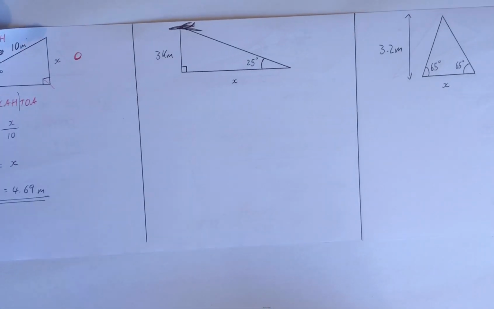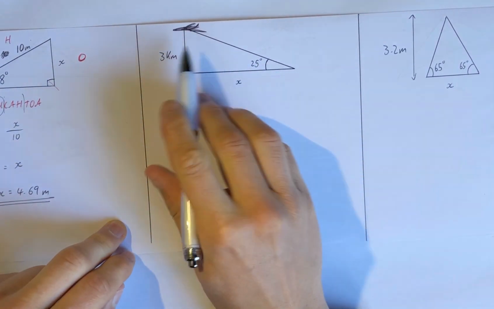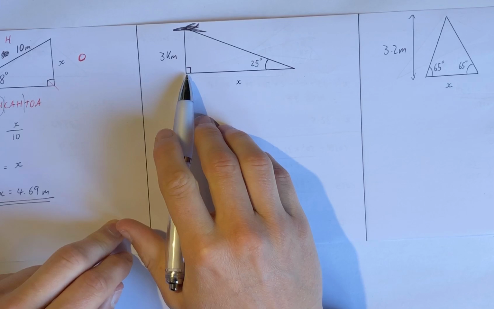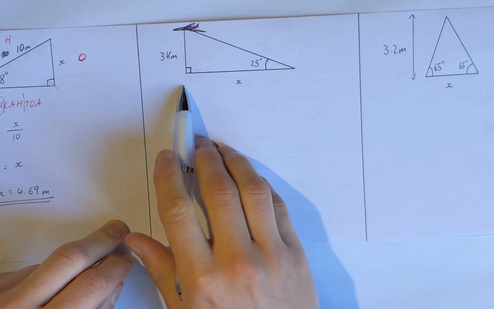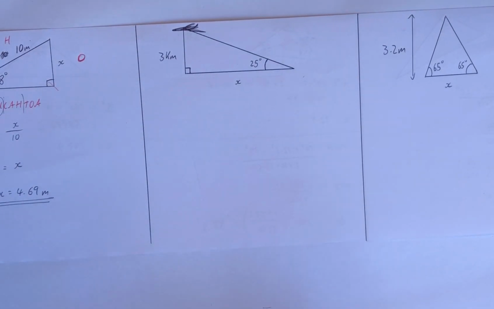Cool. So next problem. So if a plane took off at an angle of 25 degrees, when it's 3 kilometers high, how far has it traveled horizontally? Yes, that is my poor attempt at drawing a plane. So give that one a crack.